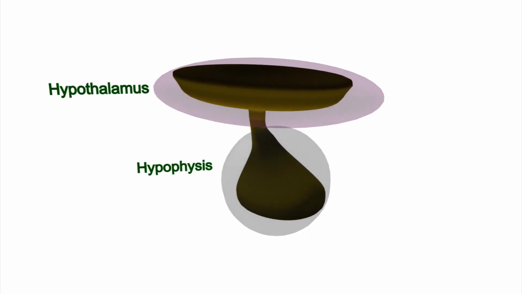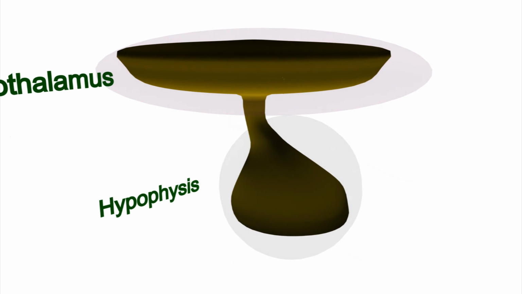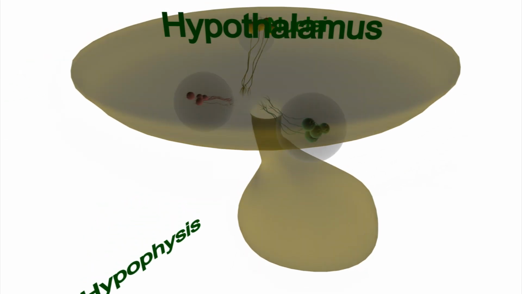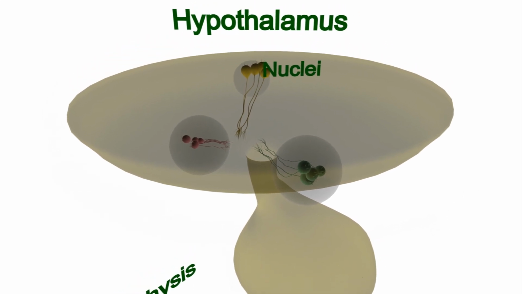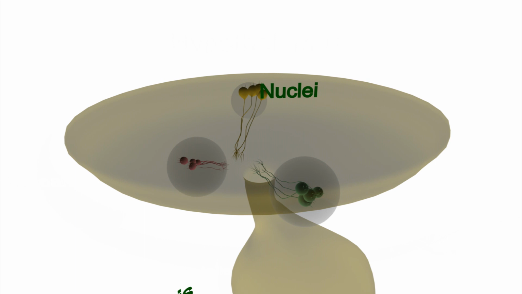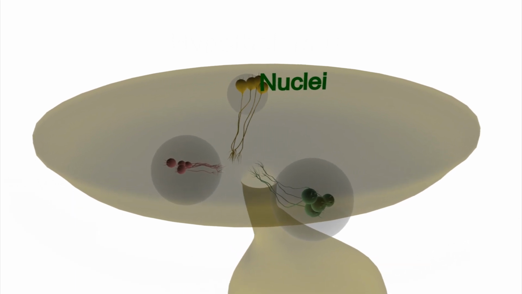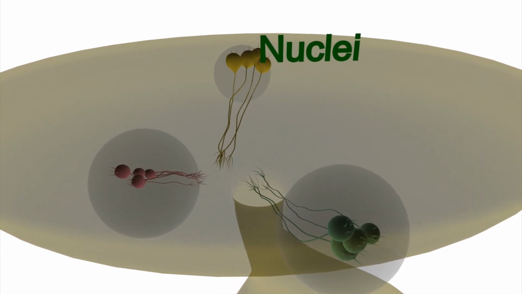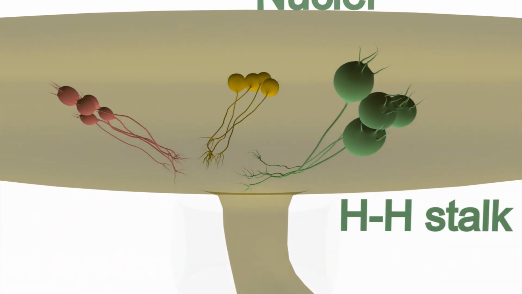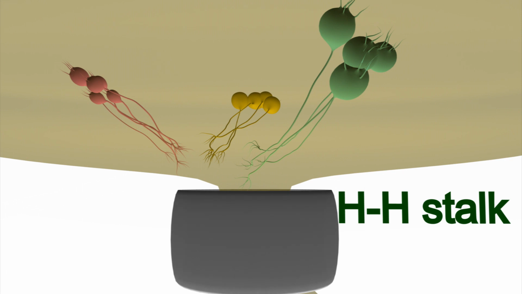The hypothalamus is made out of several clusters of similar neurons called nuclei. Each nucleus is specialized in responding to different types of stimuli. The neurons of the different nuclei release specific neurohormones to regulate different physiological processes. The hypothalamus is connected to the hypophysis by the hypothalamic hypophyseal stalk.